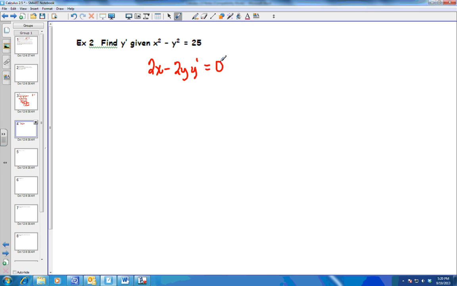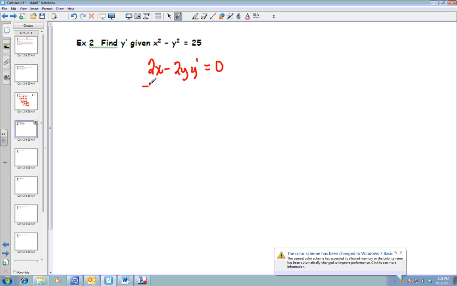So the shortcut to remember is when you're doing implicit differentiation, I know I'm doing implicit differentiation because I have x's and y's. Anytime you take the derivative of something that has a y with it, you have to write a y prime next to it. Okay, so that's the shortcut to remember. Anytime I take the derivative of something with a y, y prime goes with it. So now I'm going to solve for y prime.